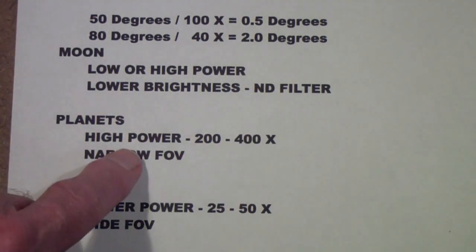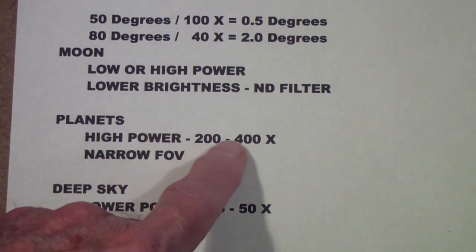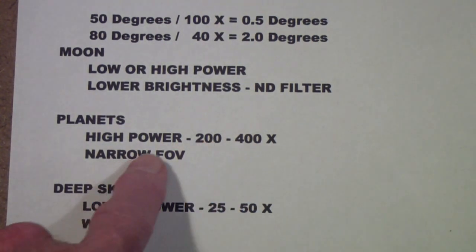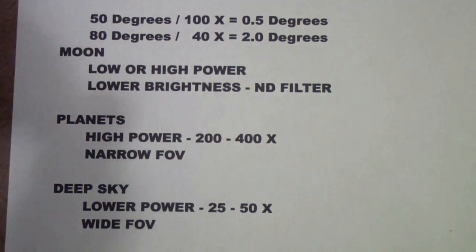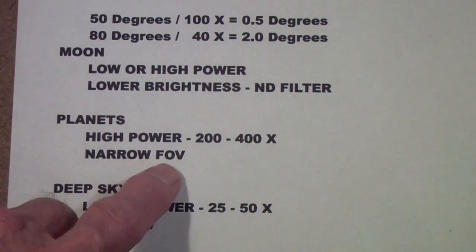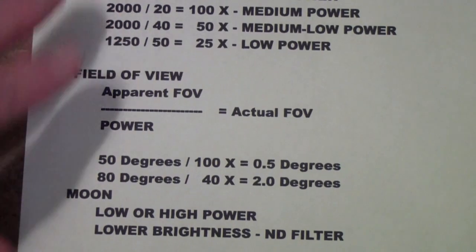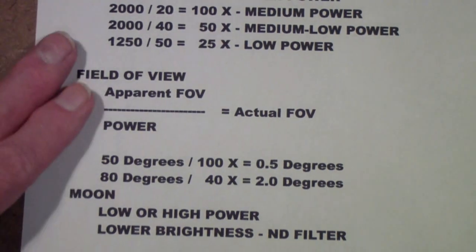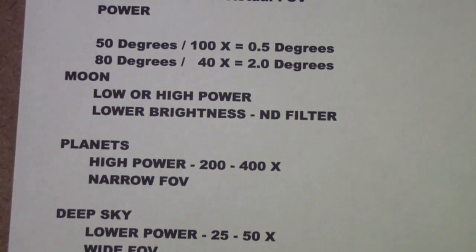For planets, you generally want to use high power, from 200 to 400x. And you don't really care too much about the field of view, because you just want to see the planet. And very few telescopes are capable of enough power, given normal seeing, that the planet will be too big for your eyepiece. So the narrow field of view is fine. In other words, what I'm saying is, if you have a 50-degree Plössl, it'll work fine. The main problem with planets is getting enough power given the seeing.